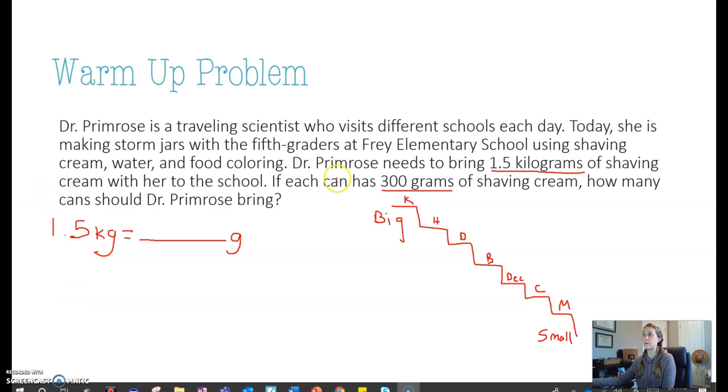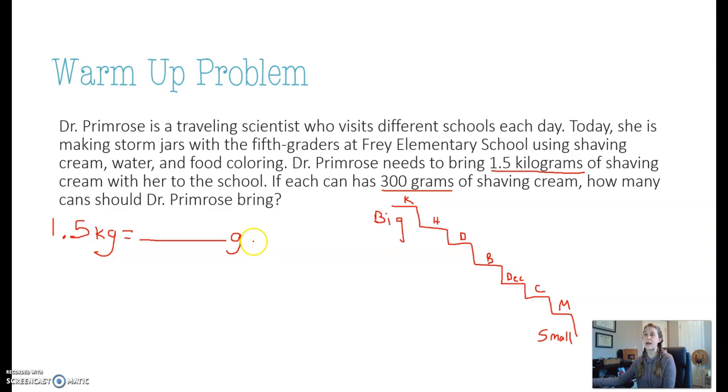We know that Dr. Primrose needs 1 5/10 kilograms, but the cans of shaving cream are measured in grams. So we need to do some conversion to solve this problem. So I need to do 1 5/10 kilograms equals how many grams? So I've got my stair steps here, and I know that I'm going from kilograms to grams, which is my base unit. That's big to small, multiply them all. So I'm going to take 1 5/10 and multiply it by 1, 2, 3 hops is 3 zeros. That gives me 1,000, or 10 to the power of 3. So I'm going to multiply it by 1,000.